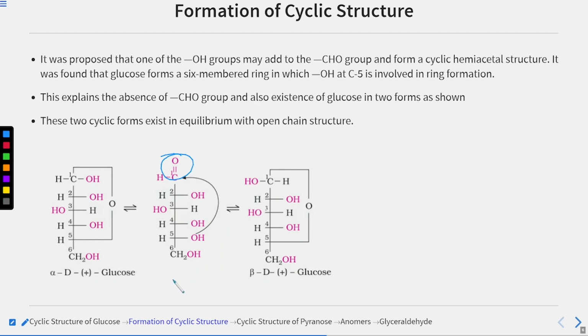So attack can happen in two ways. So if I see the structure, you can imagine then it can attack from the upside and from the bottom side. Okay, that would result in two type of structure, namely alpha D glucose and beta D glucose. And this is called hemiacetal. Why is it called hemiacetal?